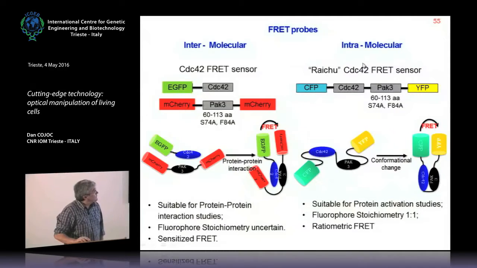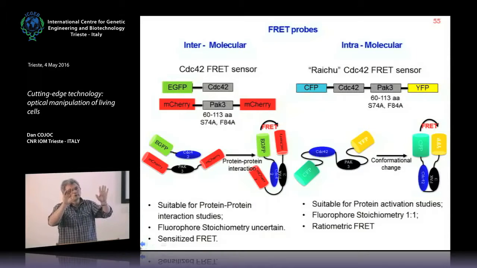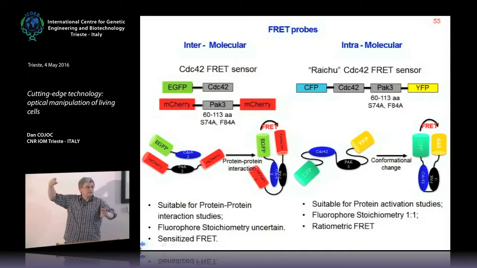So for this we used FRET probes, of course. For those who don't know, FRET is Förster resonance energy transfer, a fluorescence method where you have a donor and an acceptor, and you excite the donor. Due to non-radiative energy transfer between donor and acceptor, when these two molecules are very close, closer than 10 nanometers, you get an increase of the fluorescence in the acceptor.